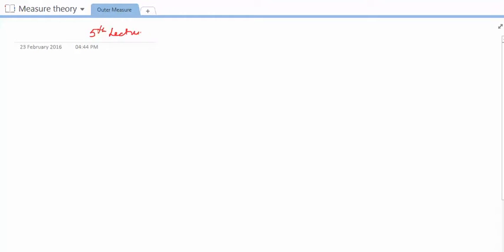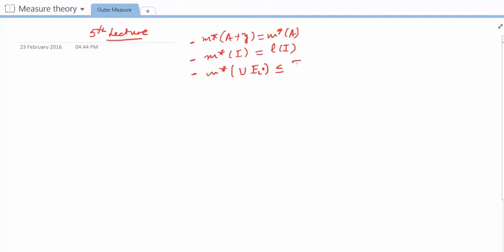In the last video we were proving the three properties of M star. M star was Lebesgue outer measure, and we have proved that M star of A plus y is equal to M star of A. That is, outer measure is translation invariant. We needed to prove two more properties: that M star of an interval is actually the length of the interval, and that M star of the union of Eis is less than or equal to the summation of M star of Eis, whether the Eis are disjoint or not, where the union is countable and therefore the summation is also countable.